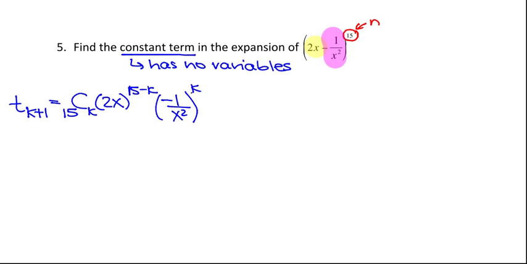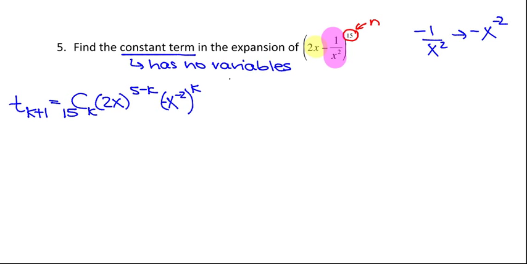What I'm actually going to do to make this easier is change this from negative 1 over x squared to negative x to the power of negative 2. I think it will make it easier to do this calculation. So I'm going to erase this and make this negative x to the power of negative 2. There we go. Now, from here, I know that I'm looking for a term that has no variables.